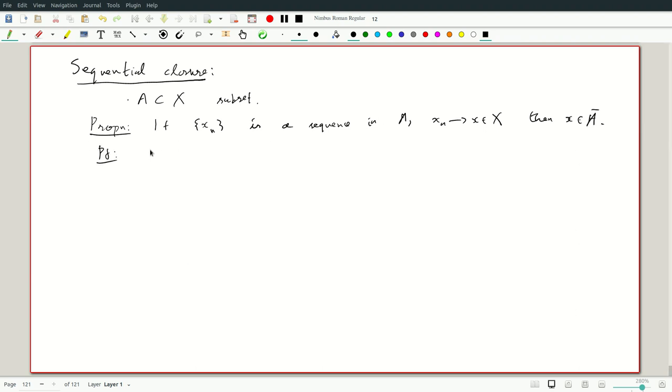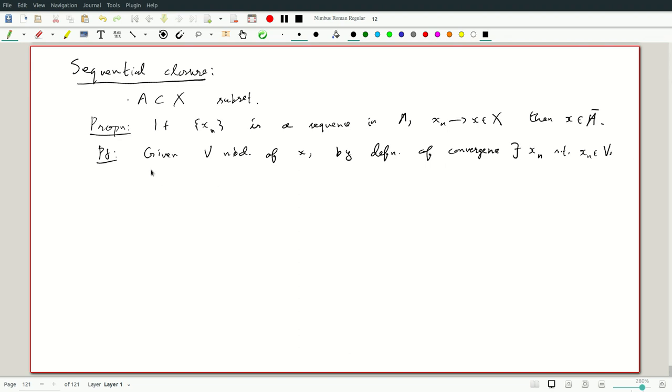Proof: well, what do we have to show? Given V a neighborhood of x, that's an open set containing x, by definition of convergence, there exists x_n in A. In fact, all but finitely many x_n, this is true, but you just need a weaker conclusion, such that x_n belongs to V.